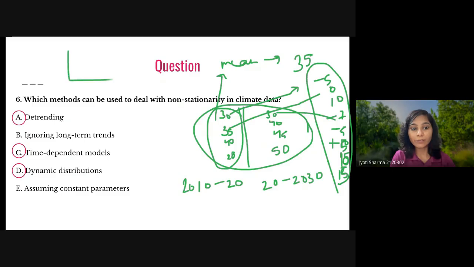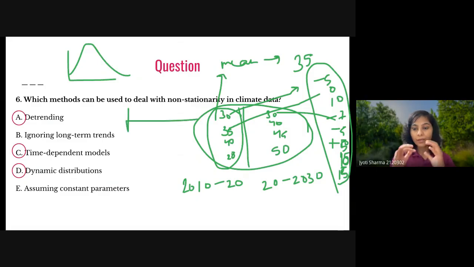And now we will fit these values into our probability density distribution. We are removing the mean, so we will have values from minus 15 to 15, and then we can fit them into some distribution. So this is how we are detrending.